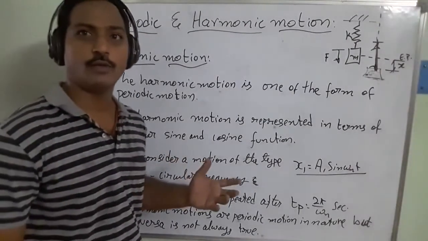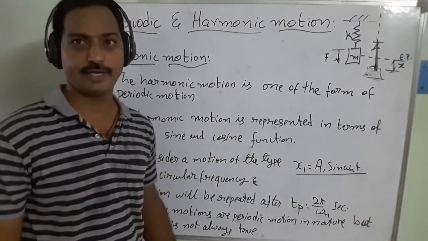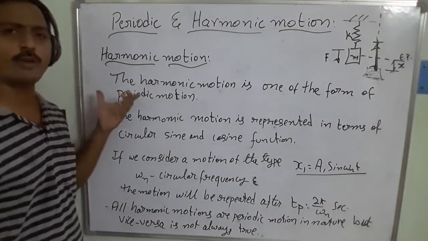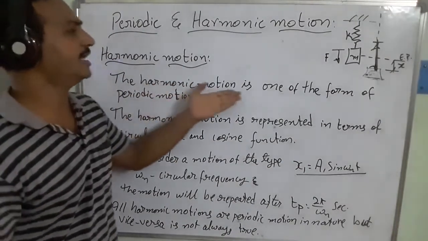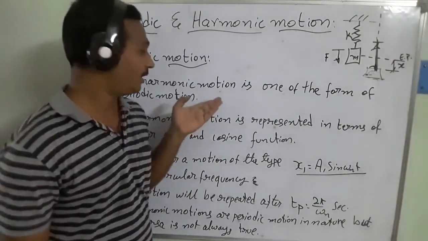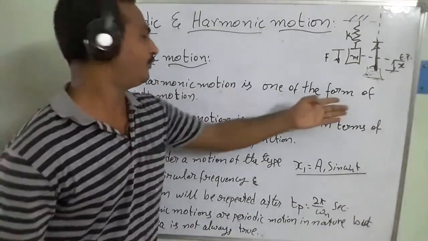We have just seen the definition of periodic motion. The next one is harmonic motion. What is harmonic motion here? Harmonic motion is one of the forms of periodic motion.